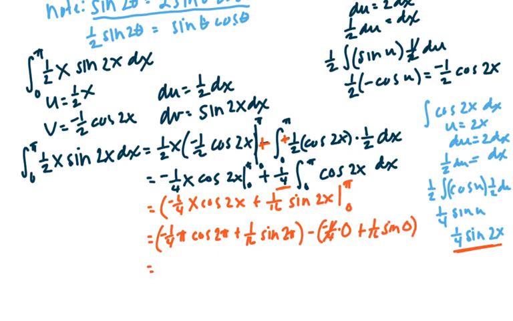So we have negative 1/4 times pi is negative pi over 4, and cosine of 2 pi is 1, so that gives me pi over 4, plus 1/16, and sine of 2 pi is 0, so that's 0, minus, we have 0 for the first term, and sine of 0 is 0. So this gives us negative pi over 4 for the answer. So you wait and do your bounds at the complete end.